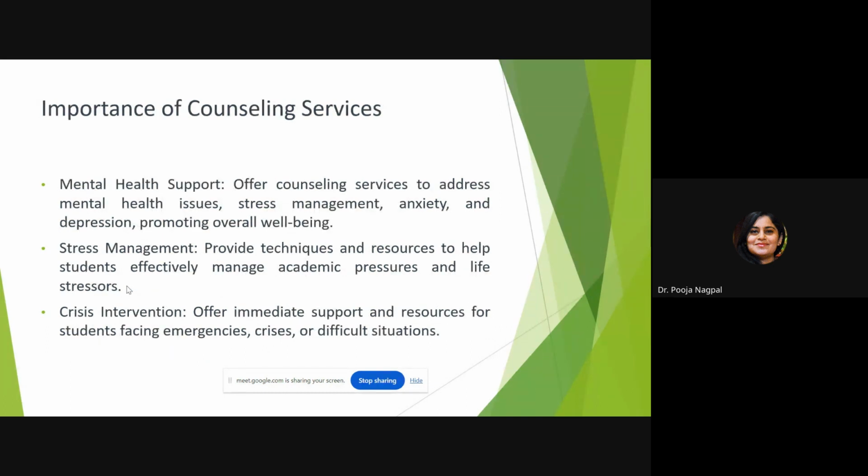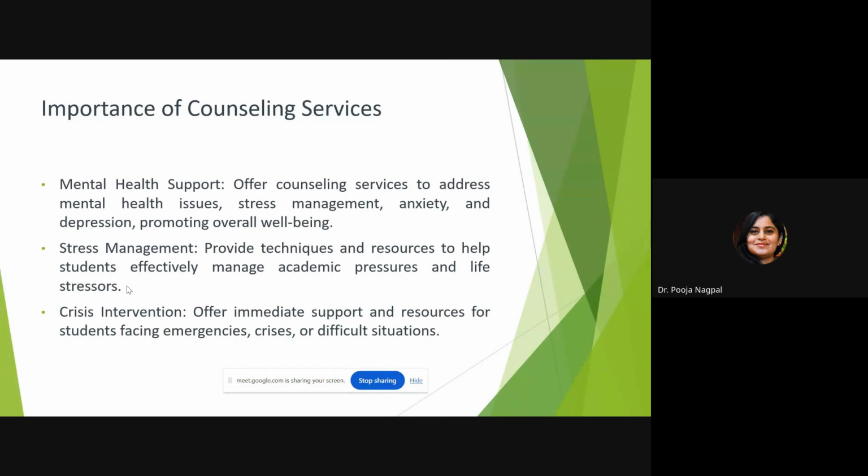Now, what is the importance of counseling services? Mental health support: counselors offer services to address mental health issues, stress management, and anxiety, promoting overall well-being. I have discussed that they are already equipped with some tools and strategies, so they can handle it better than mentors. But they are facing challenges as they are not teaching students, so it is always difficult to get comfortable with the students and let the students talk with them. So there are always challenges with this.